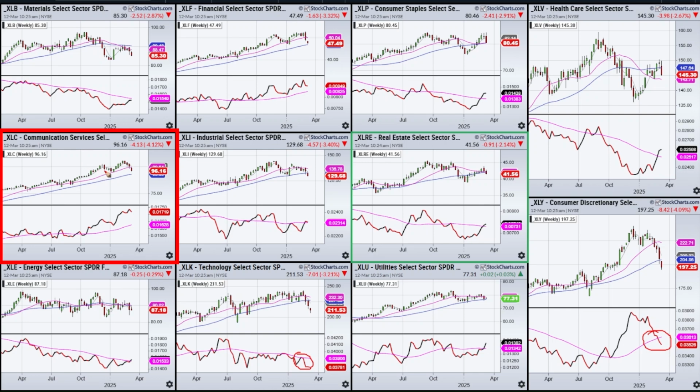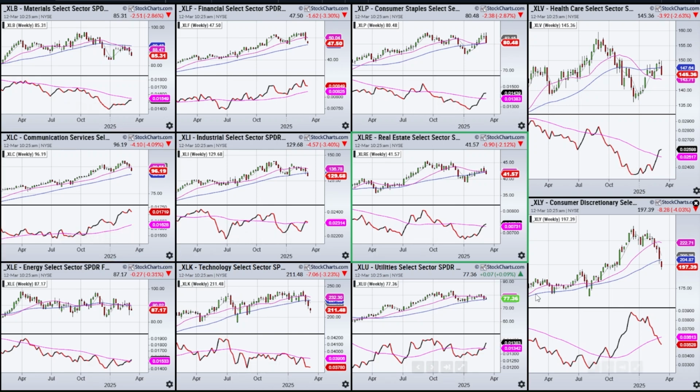XLC, the communication services, has broken its 18-week line, but notice on a relative basis it's held up. But to me, this still has a lot of risk to pull back. So we're going to be aware of that. This got really far away from the 18, the 30 moving average on the RS. So I think there's some room for that to pull back.